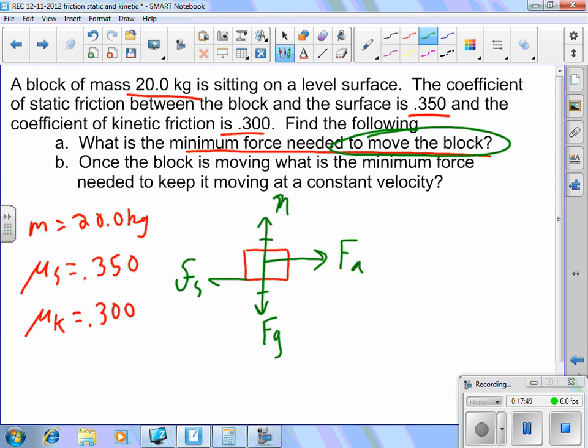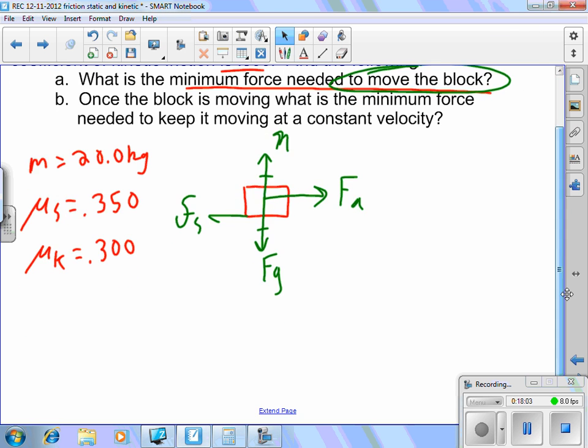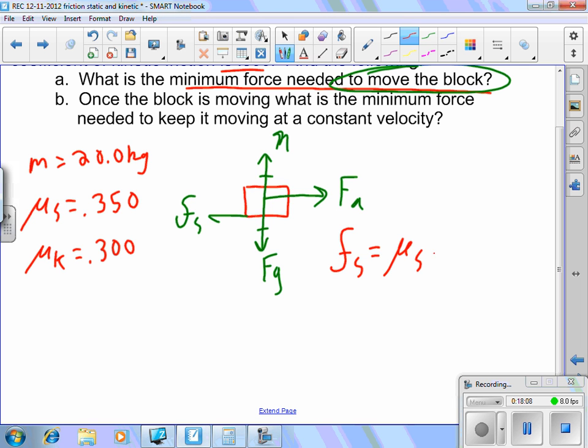So, what is static friction? If I was to apply anything greater than the value of static friction, it'll move, because I just have to break static friction in order to get the object to move. So we need to figure out what the value for static friction is. Static friction is calculated using this equation. I already know the coefficient, so that's convenient.